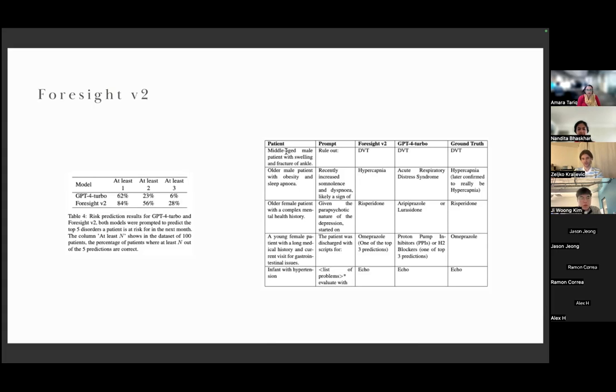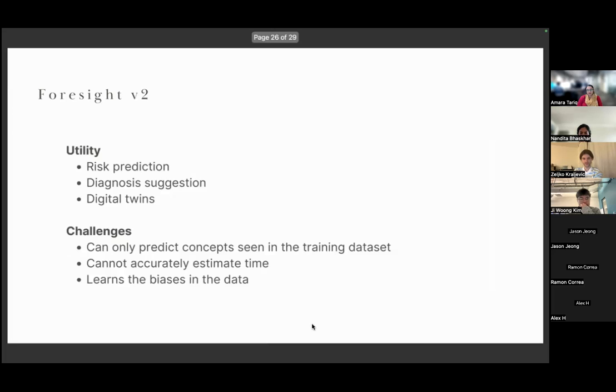And in this table are just some examples of prompts. So for example, older male patient with obesity and sleep apnea, recently increased somnolence and dyspnea, likely a sign of hypercapnia, which is the correct prediction. So it is just showing how to prompt these models. This model is similar to GPT-3, not really ChatGPT, because the prompts have to be a bit specific. You cannot just chat with it. You have to write a specific prompt that the model knows about.